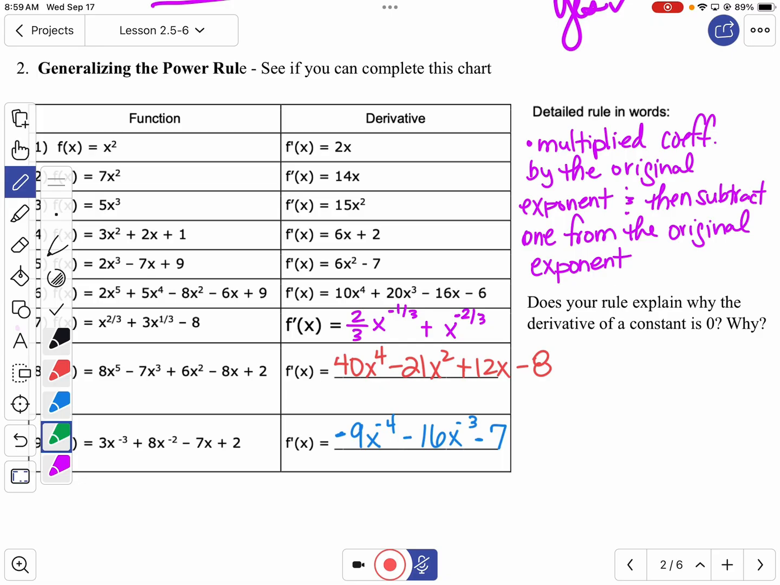Does that rule explain why the derivative of a constant is going to be 0? Let's think about that for a second. If f of x equals, let's say, 3, if I had to put a variable next to it, it would be 3 times x to the 0 power, right? Because anything to the 0 power is equal to what? 1. So if we followed our procedure, f prime would equal 0 times 3 would be 0, x to the negative 1, but what's 0 times anything? It's just 0. So that's why the derivative of a constant is 0.